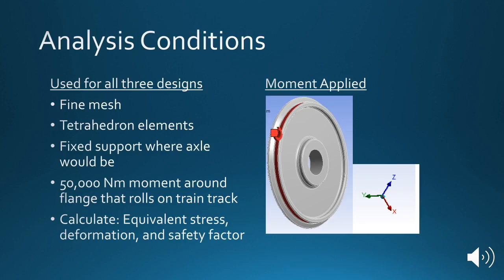Here are the analysis conditions we used for all three designs. We used a fine mesh with tetrahedron elements. We put a fixed support where the axle would be and a 50,000 Newton meter moment around the flange that rolls on the train track. We used ANSYS to calculate the equivalent stress, deformation, and safety factor of the wheel. Here is shown where the moment was applied on each of our wheels.